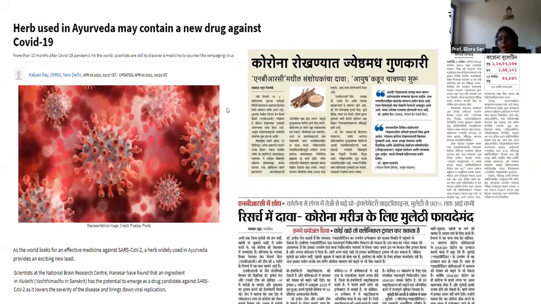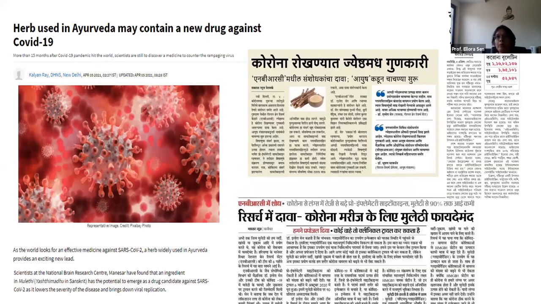So in Maharashtra, in the Marathi, this is Sakal newspaper, in Dainik Bhaskar, and in Anandabazar, a very popular newspaper in Bengal. This is my only way I can make people aware that this may be considered as, it has potential. I'll stop at it as a potential.